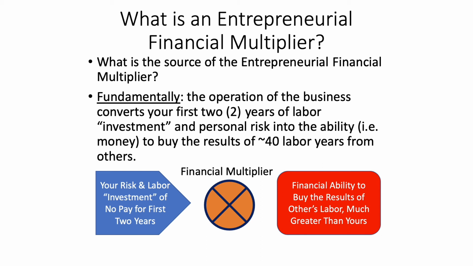The operation of the business converts your first 2 years of labor and the risk you're taking into the ability to buy the results of about 40 labor years from other people. So the multiplier in this case is 20. We're taking your first 2 years of working as an entrepreneur without pay and converting it into 40 years of labor from other people. That multiplier is a direct result of the fact that you are taking a substantial amount of risk. The multiplier has to be large in order to convert the amount of risk you're taking into something that is worth it economically.